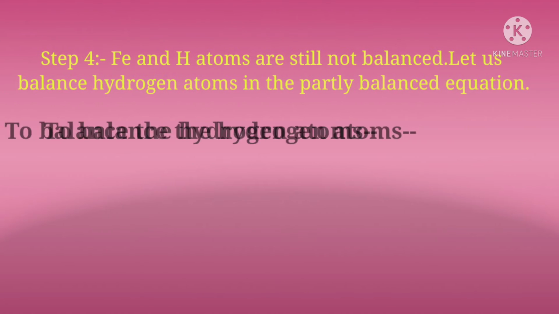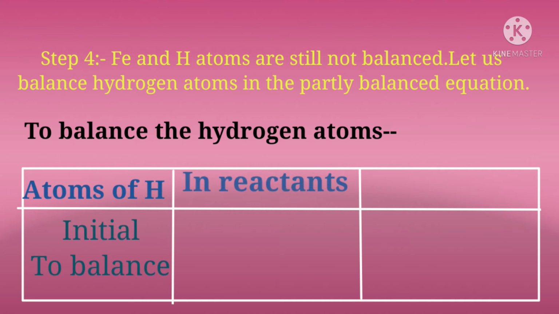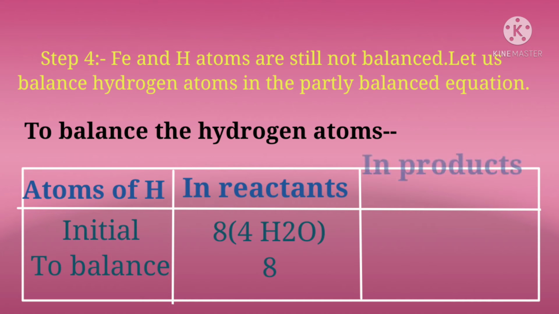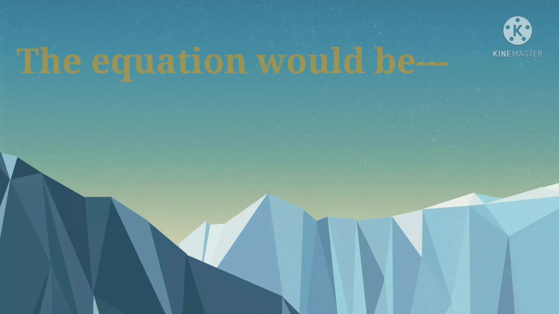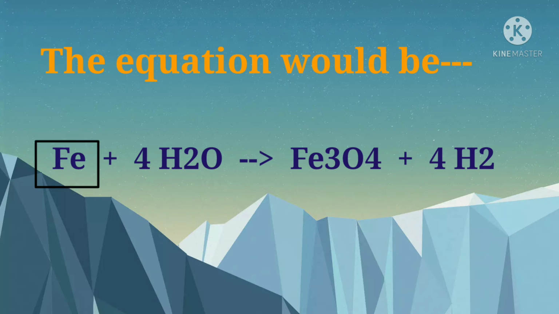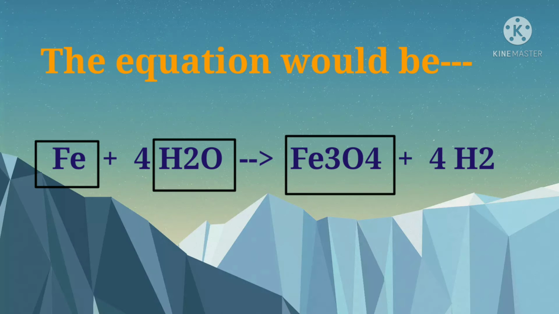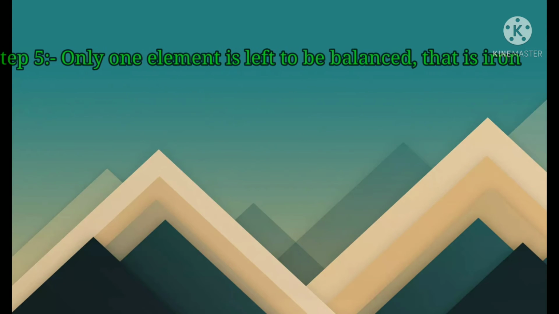Step 4. Fe and H atoms are still not balanced. Let us balance the hydrogen atoms in the partly balanced equation. To balance the hydrogen atoms, use the table to represent. The chemical equation which we get is Fe plus 4H2O gives Fe3O4 plus 4H2. It is also a partly balanced equation.